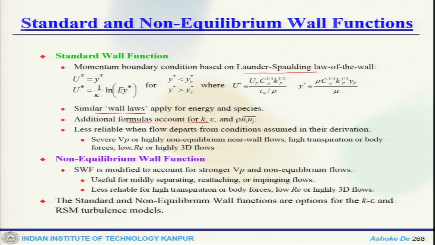Then there is the non-equilibrium wall function, which is a modified standard wall function. This is for stronger pressure gradient and nonlinear flows. This is also less reliable for high transpiration or body forces. So, these are the options one can use for K epsilon and RSM based turbulence models.